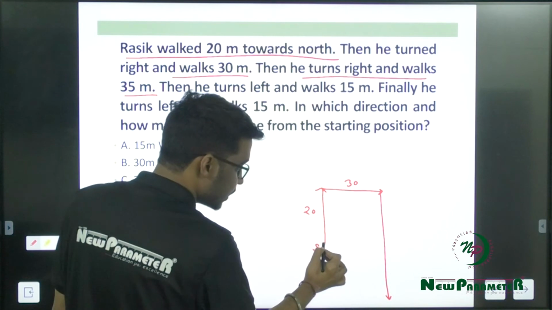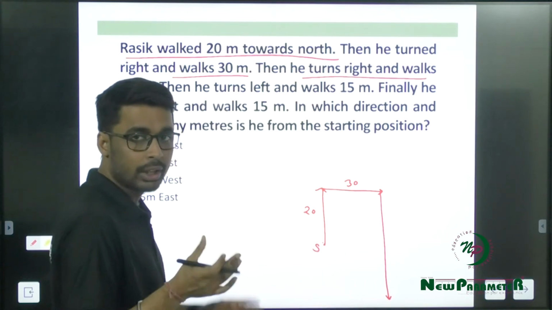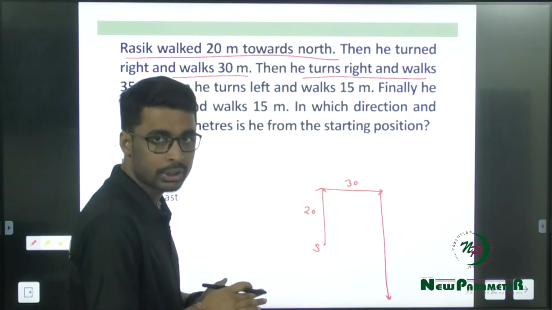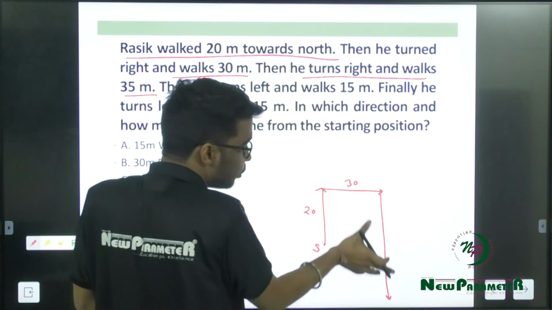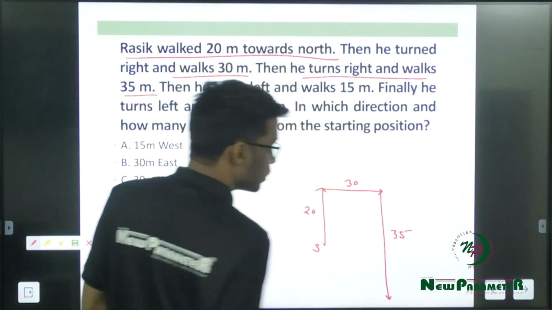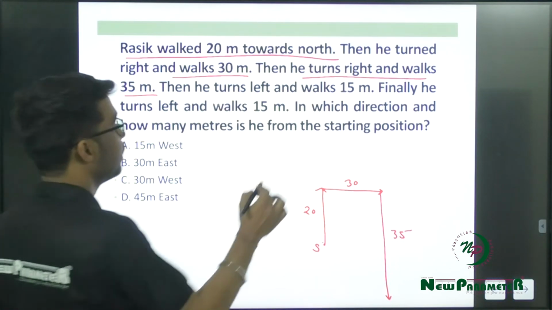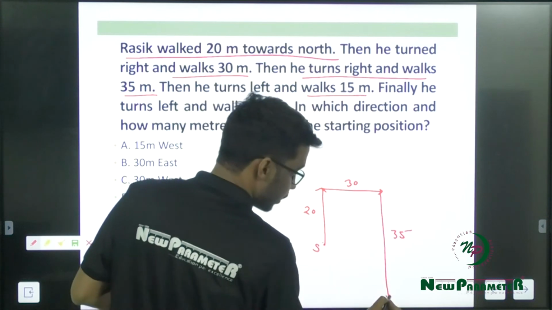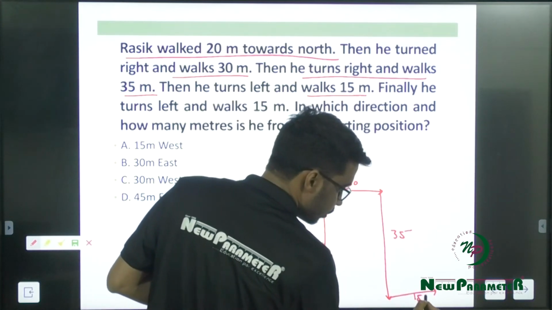So make sure that if this is 20, 35 should be a little bit more than 20, right? Make sure you are not drawing it up to scale, but the assumptions should be clear in your mind. If this represents 20, 35 should be a little bit larger. So he walks 35, then takes a left turn and walks 15. Now from this particular point he takes a left turn. Left means anti-clockwise, and he walks 15.